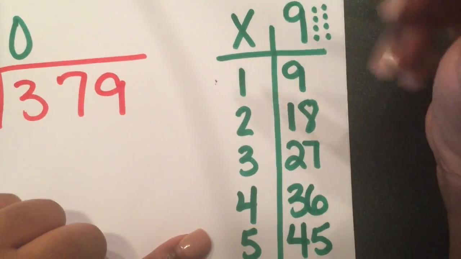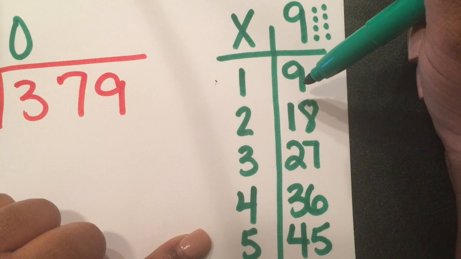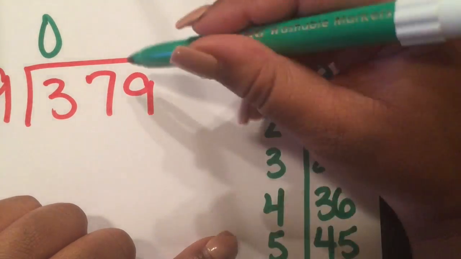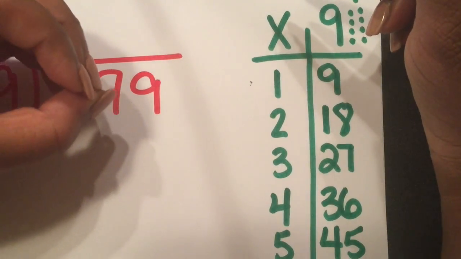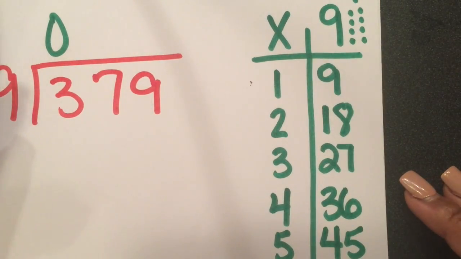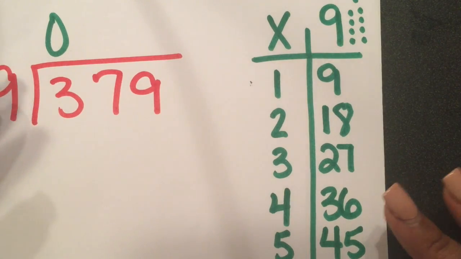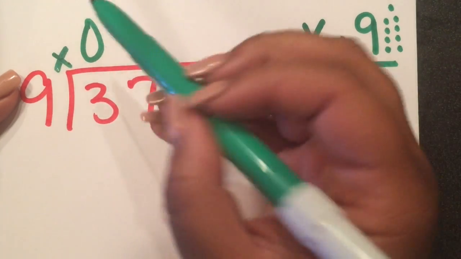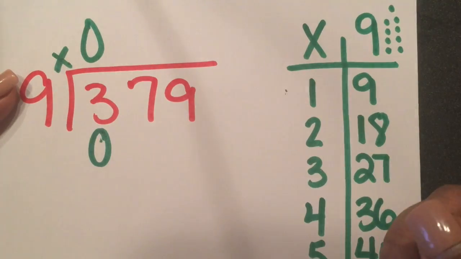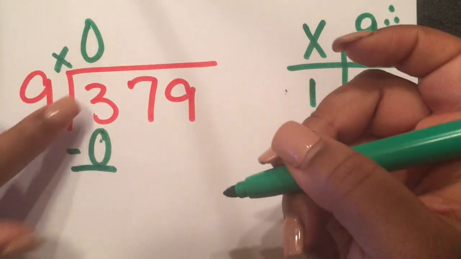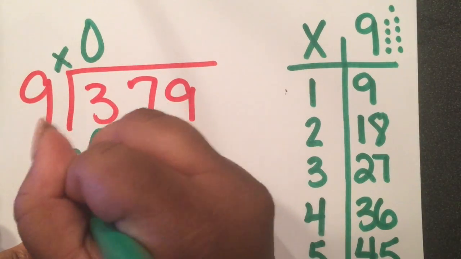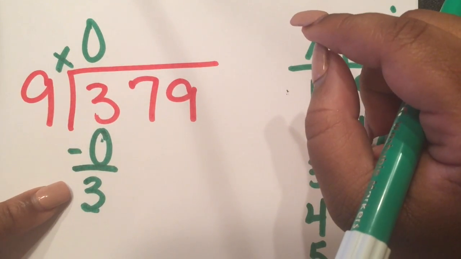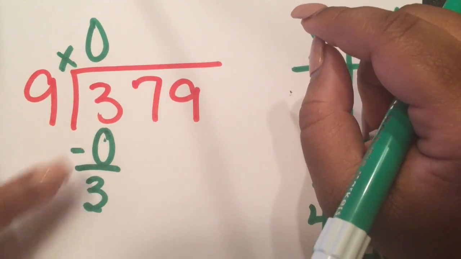Look at your T-chart right here. It starts with 9. In order for the answer to be 1, you have to at least have 9. So 3 doesn't even fit on this chart, and that's why the answer is 0. Now, a lot of people just skip that step. But let's say you don't know how to skip it. It's okay. You take the 0 and multiply it by 9. 0 times 9 is 0. And then you subtract. 3 minus 0 is 3. Be very careful when you're subtracting, because I notice students sometimes mess up right here in the subtraction part.